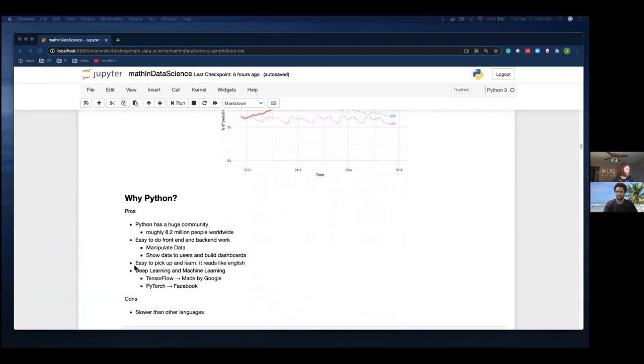And then also some of the deep learning libraries like TensorFlow and PyTorch. These are two libraries that are used for neural networks. They're really kind of state of the art. Like, when a new paper comes out on a new concept for self-driving cars, because these libraries are created by these huge tech companies, they're usually implemented really quickly. Then the cons: it's a little bit slower than other languages.